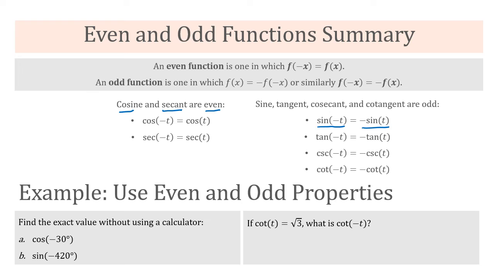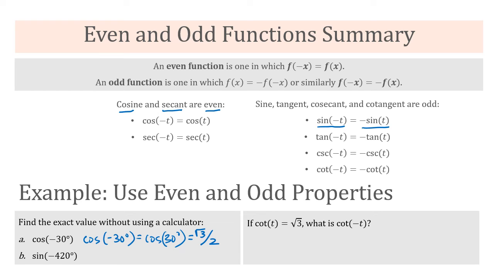All right, so let's take a look at an example. Part A says, find the cosine of negative 30 degrees. The cosine of negative 30 degrees, it's an even function, so that's going to be the same thing as the cosine of positive 30 degrees. And we know that the cosine of positive 30 degrees is the square root of 3 over 2.